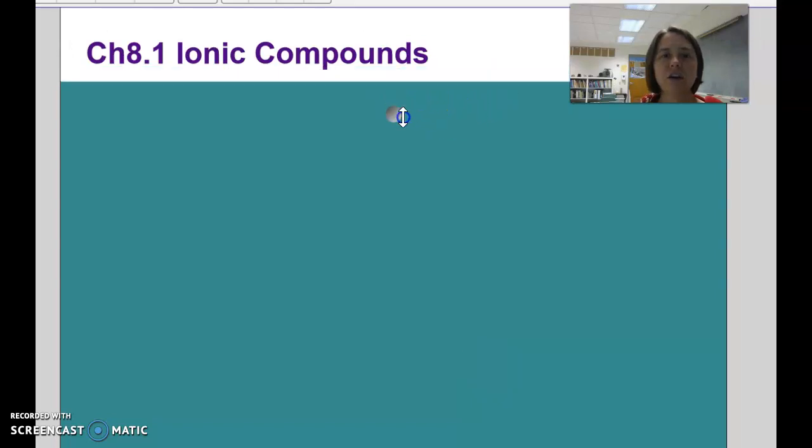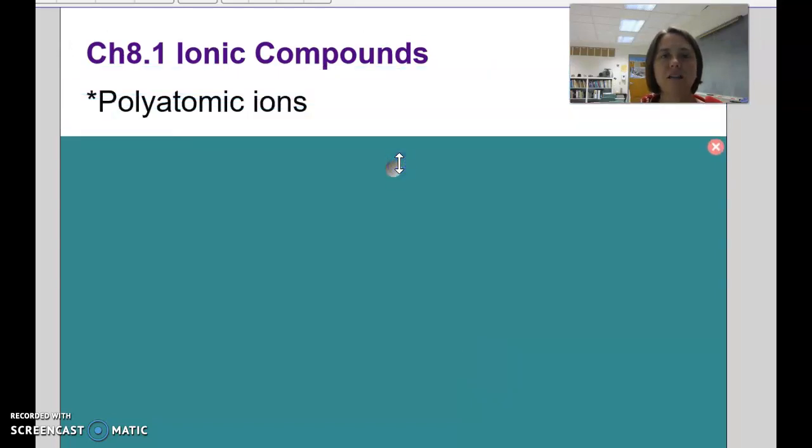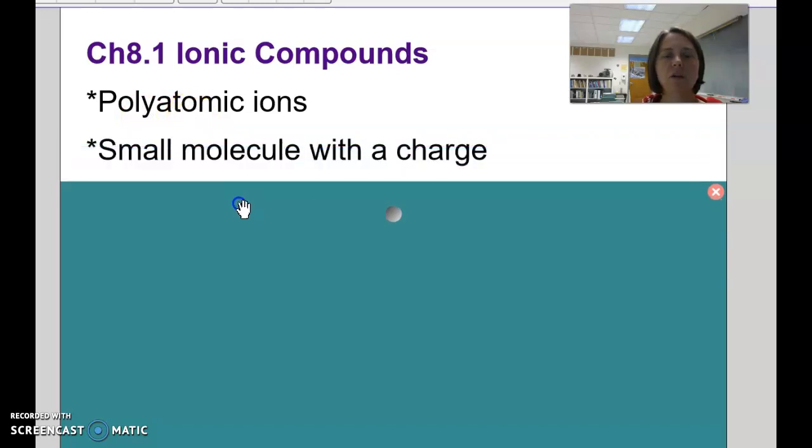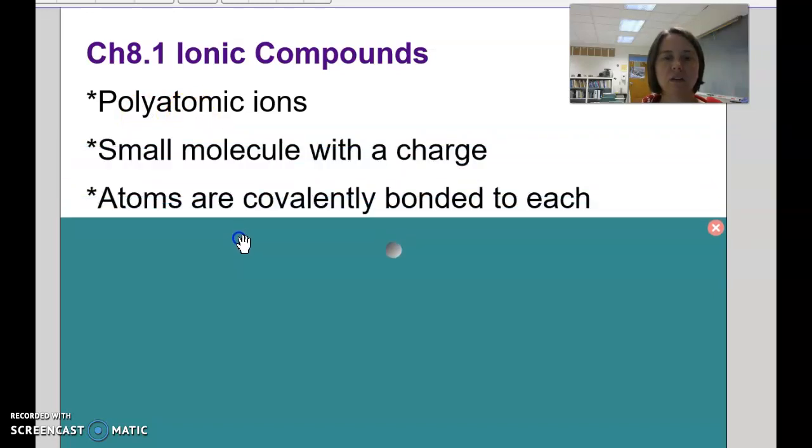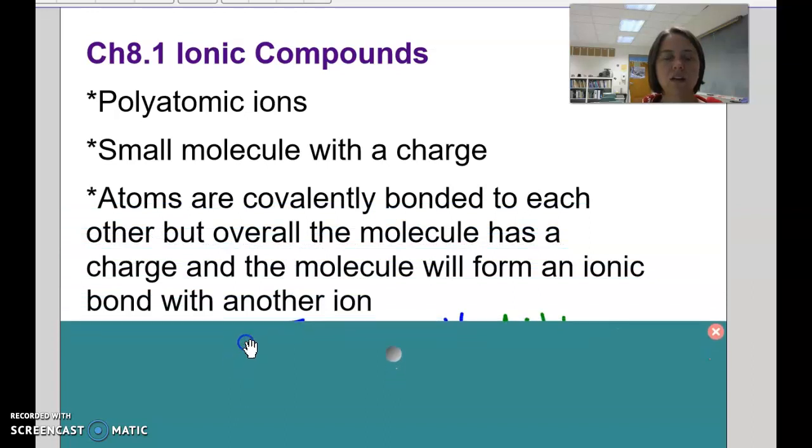Another thing you will need to know are polyatomic ions. Let's look at that word a little bit. It is an ion, so it has a charge, and it's many atoms, polyatomic. So it's a small molecule with a charge. Please write that down. Let's go into that a little more in depth.